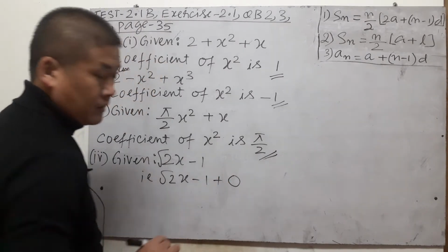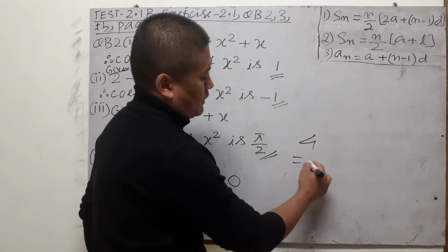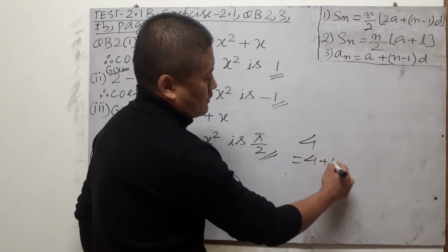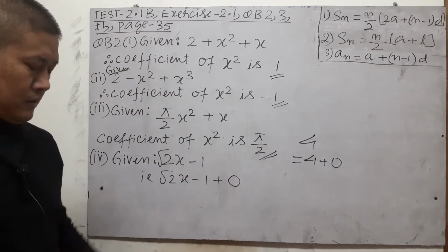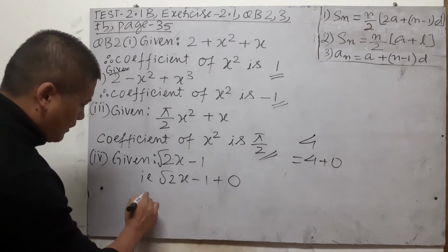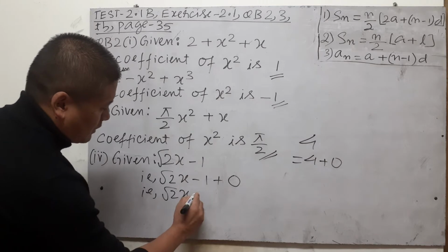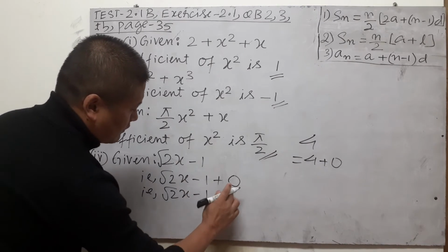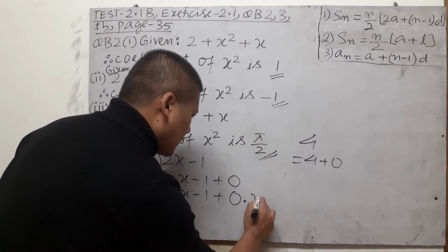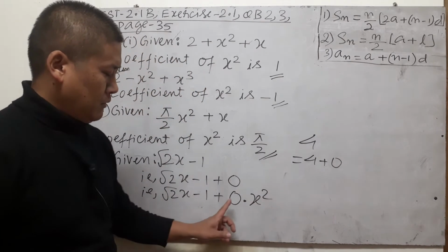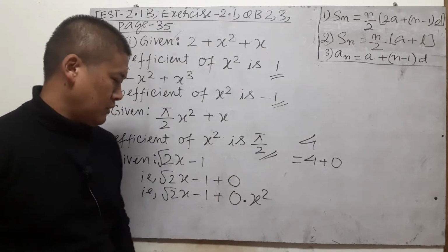0. Anything can be added to 0. 4 we can write as 4 plus 0, because 4 plus 0 is 4 itself, so I can just add 0 and it doesn't affect. Then we can write here root 2 x minus 1 plus 0, meaning I can write here 0 into x squared, because 0 multiplied to anything will come out 0. X squared into 0, finally will come out 0.